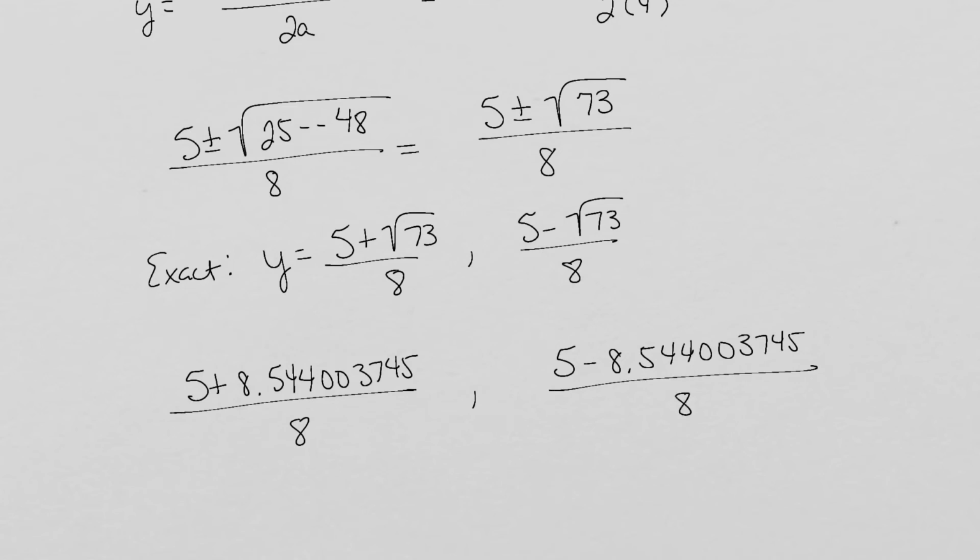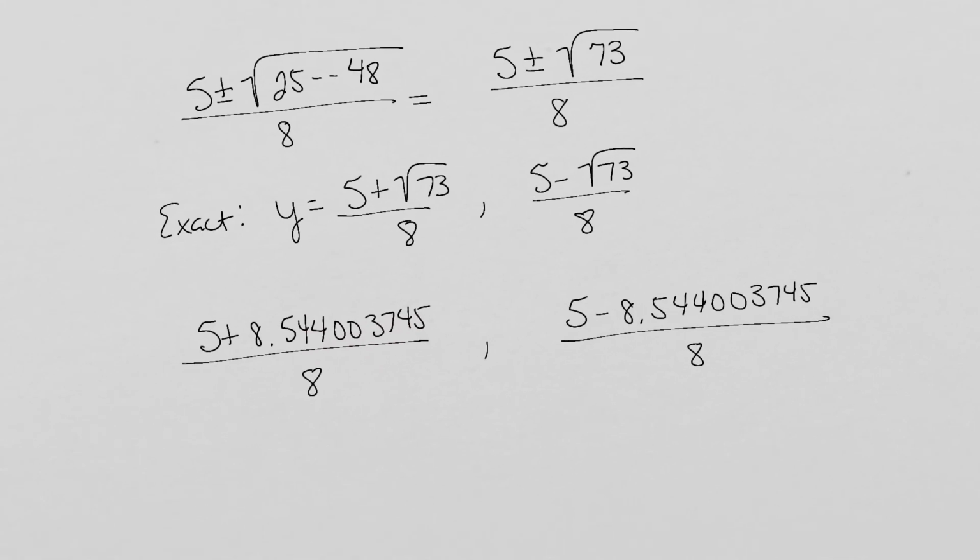Now, notice I'm not rounding. I didn't round this number because it tends to lead to rounding errors, okay? So what I want to do is keep this number long and then round at the very end. Now, the next thing that I want to do is find my decimal representation here.